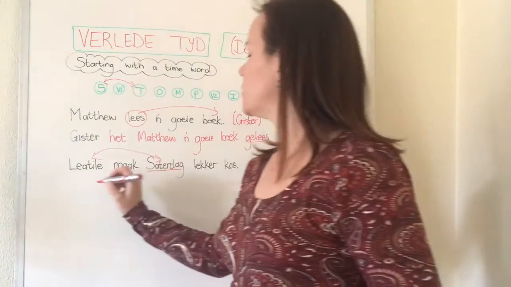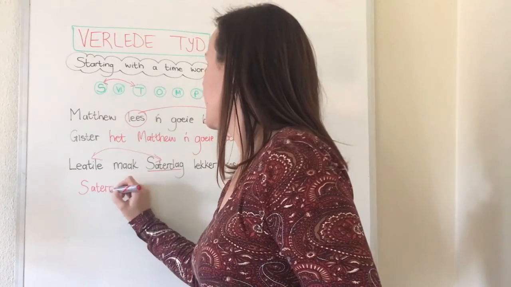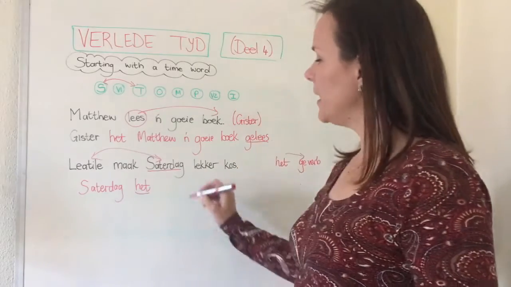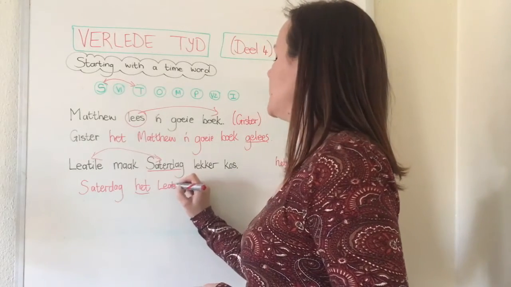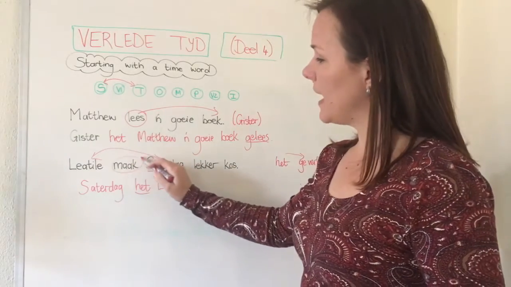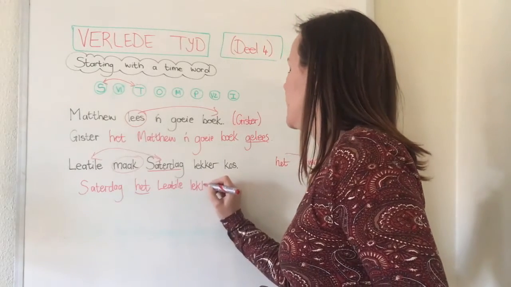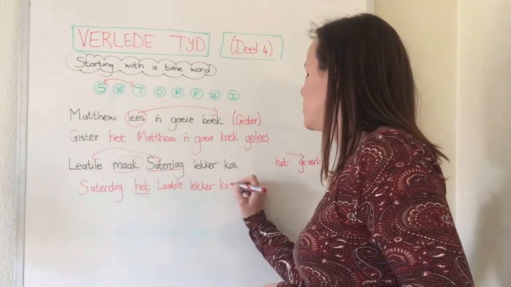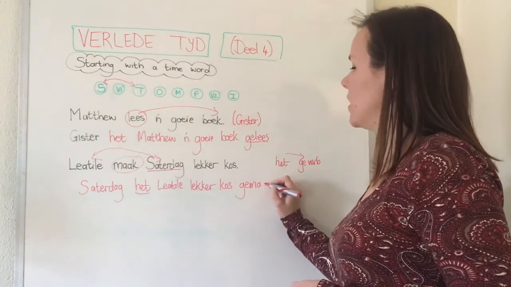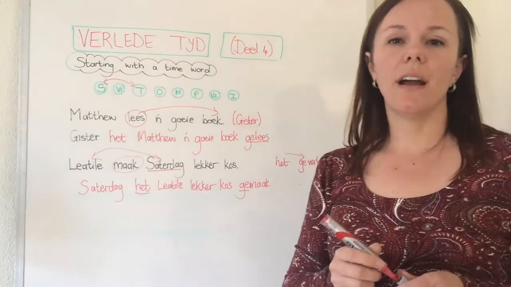Okay, so let's start with the time word, Saterdag. Now I have het, which is my verb 1. Then I have my subject, liatile. Then remember this is my main verb, which is going to go to the end. So then I have my object, lekker kos, and then my main verb with gemaak. Saterdag het liatile lekker kos gemaak.